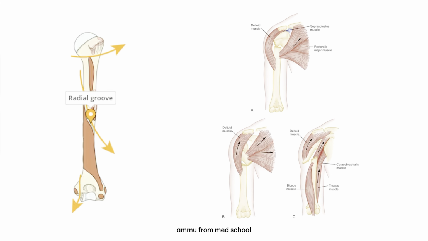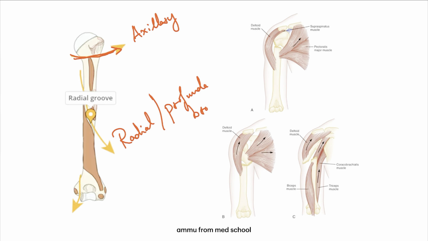Coming to the nerve relations, I told you about the surgical neck. Here you have the axillary nerve. In the radial groove, as the name suggests, you have the radial nerve along with the profunda brachii.